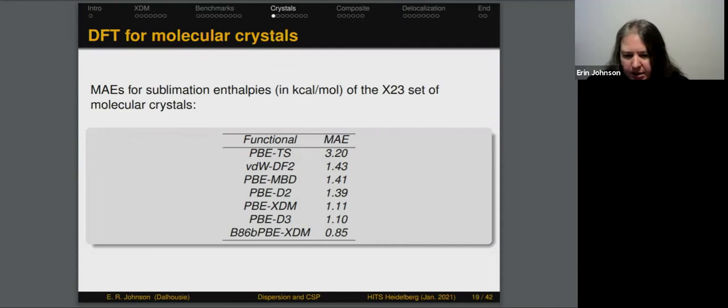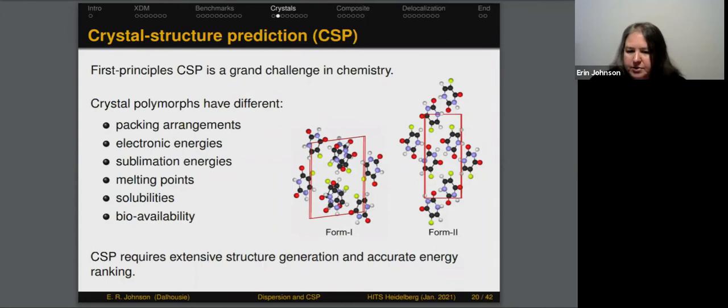And we're very interested in molecular crystals due to the problem of crystal structure prediction. First principles crystal structure prediction refers to the problem of going from a two-dimensional diagram of chemical structure to a three-dimensional crystal packing. If you imagine all of the molecules as Lego bricks, there are very, very many ways you could possibly stack the Lego bricks together to build a molecular crystal. The particular packing is going to affect the physical properties of the crystal, such as sublimation energies, melting points, solubilities, and, of particular relevance in the pharmaceutical industry, the bioavailability of the drug, which is governed by the solubility.